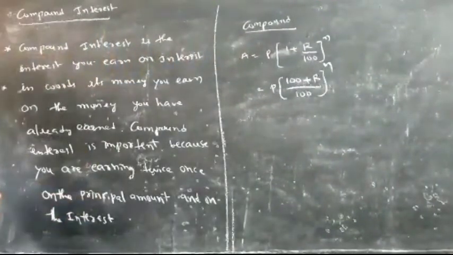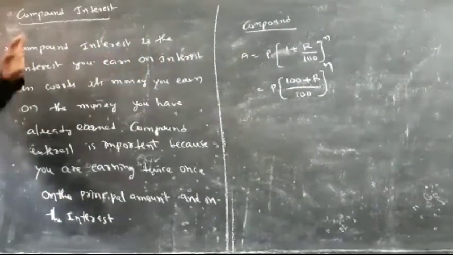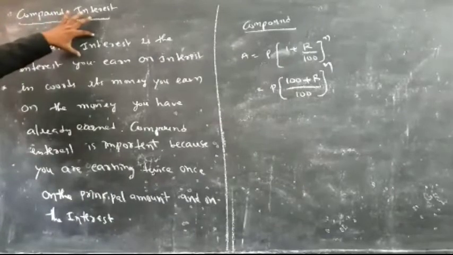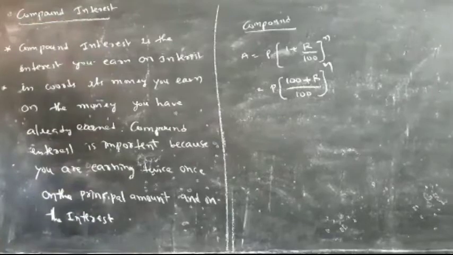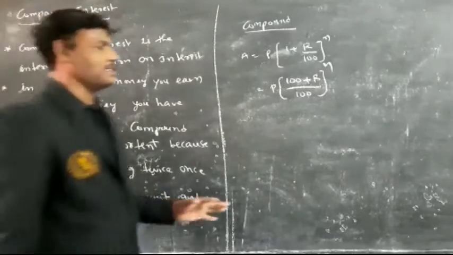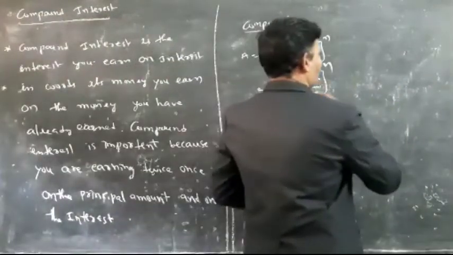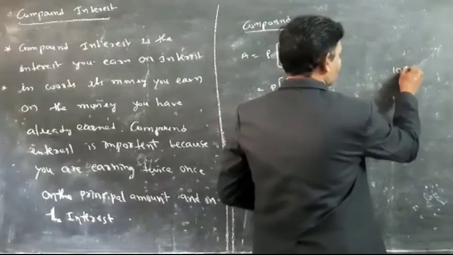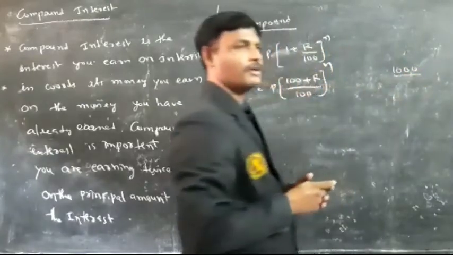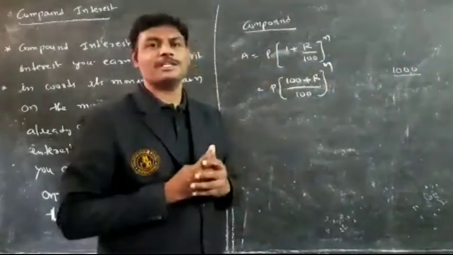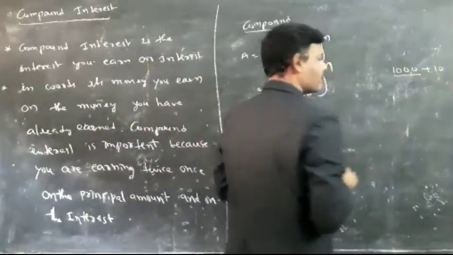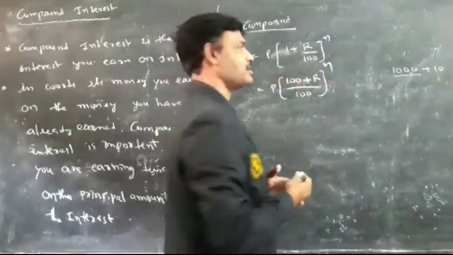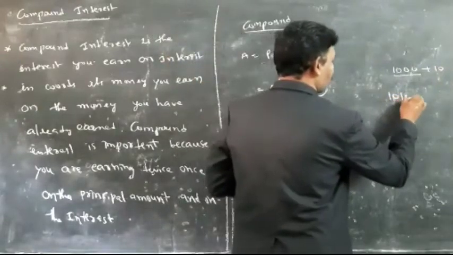Next, very important, compound interest. Compound interest is the interest you earn on interest. For example, one person deposited 1,000 rupees in a bank. Okay. So after 1 month, maybe interest on the 1,000 rupees is nothing but 10 rupees. So that is nothing but 1,010.